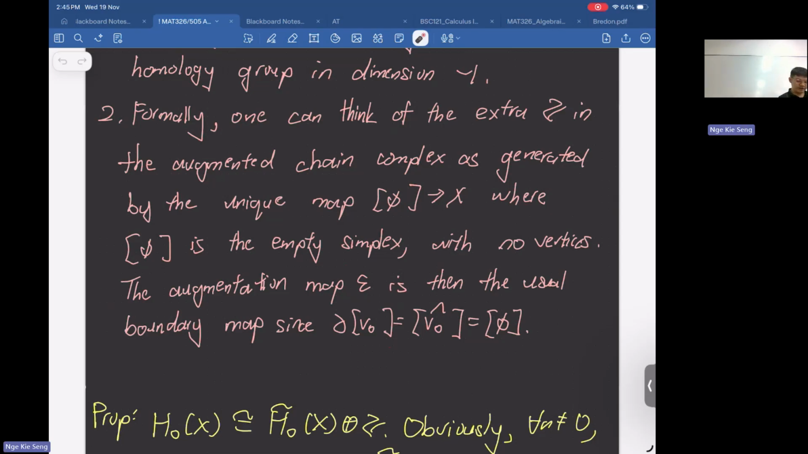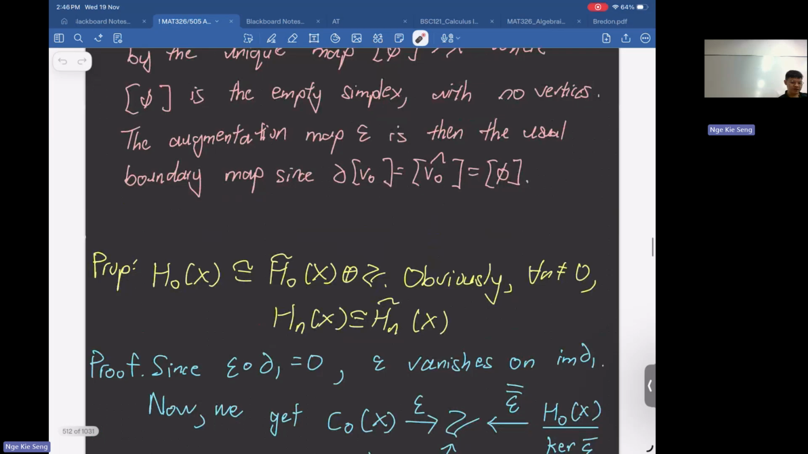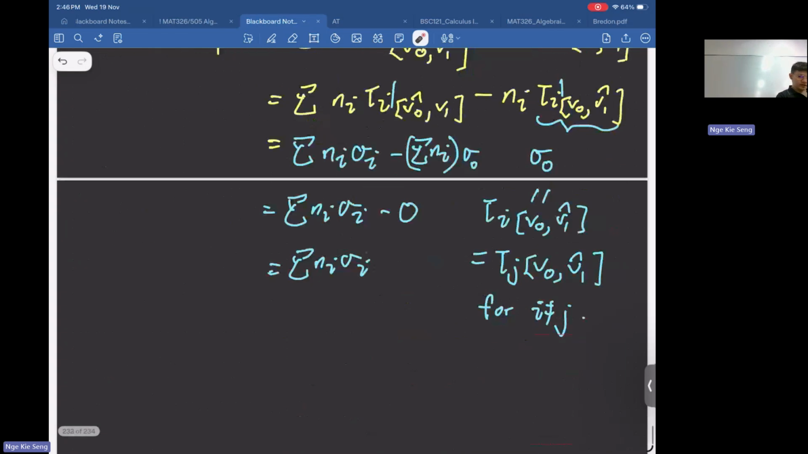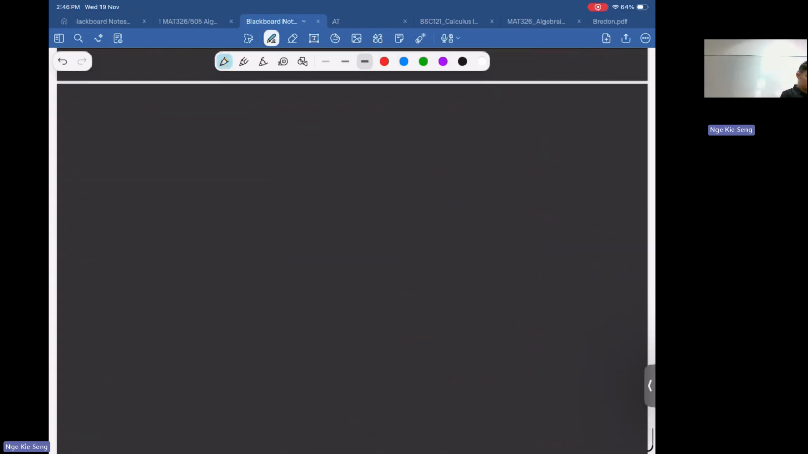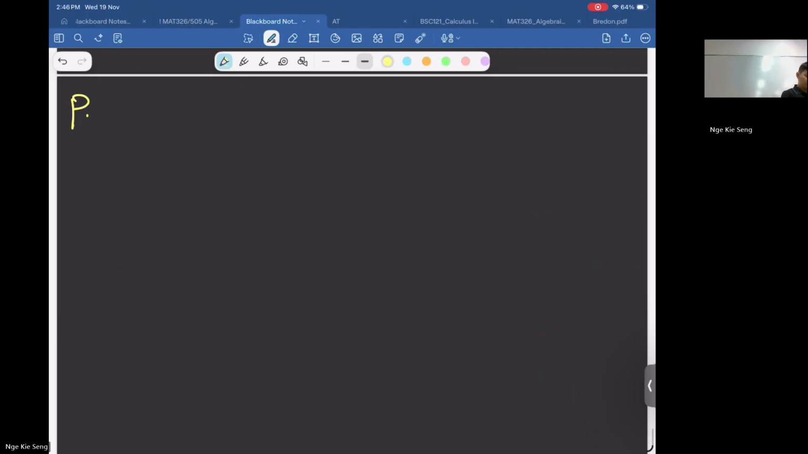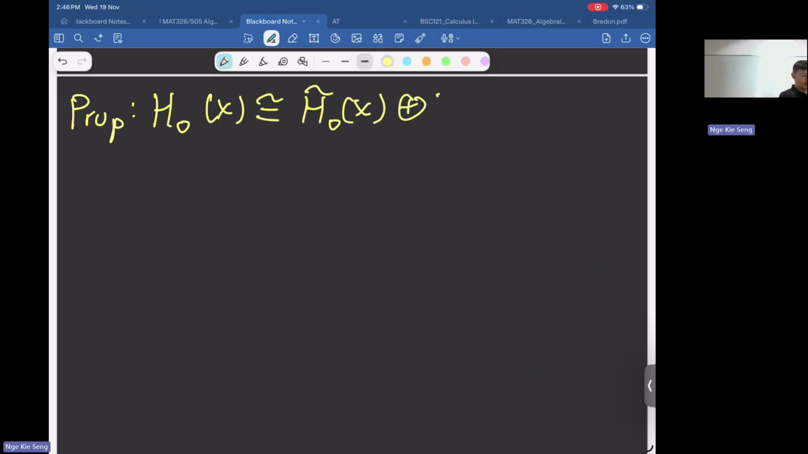If not, then there's one proposition here. Maybe we can spend time proving this and then take a break. So let's prove this. The proposition says H0 of X is isomorphic to H0 tilde of X plus Z.